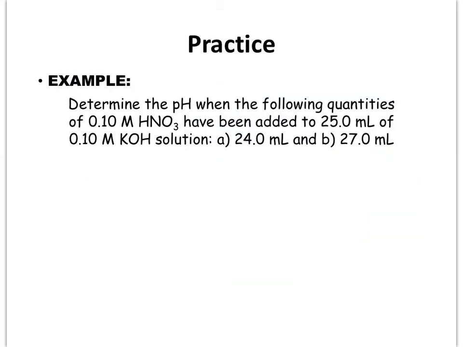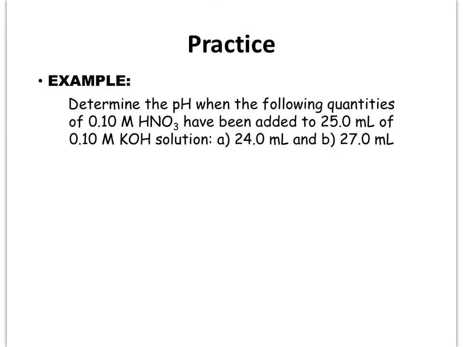So now I'm going to guide you through how to solve this particular problem. As you can see here, they're asking you to find the pH when the following quantities of 0.10 molar nitric acid have been added to 25 milliliters of 0.10 molar KOH solution. So for the first one, they want you to find the pH after 24 milliliters of the acid has been added.